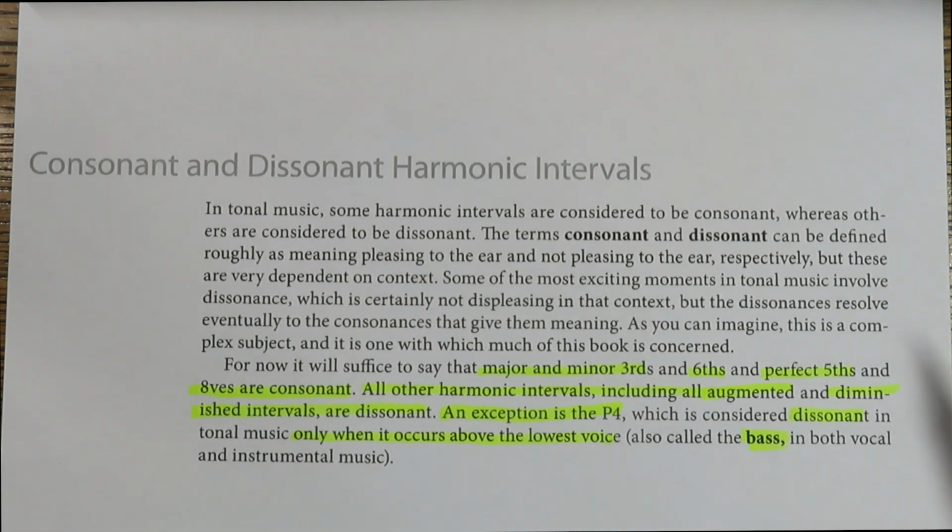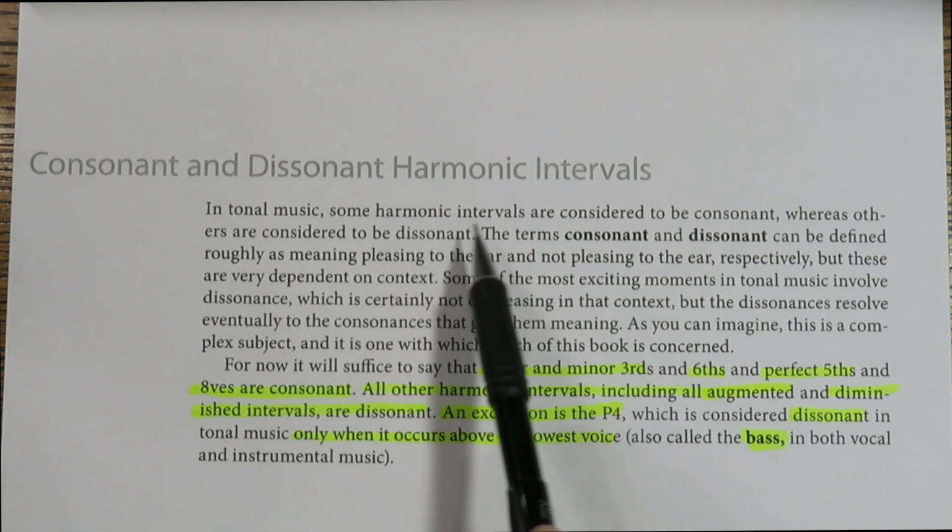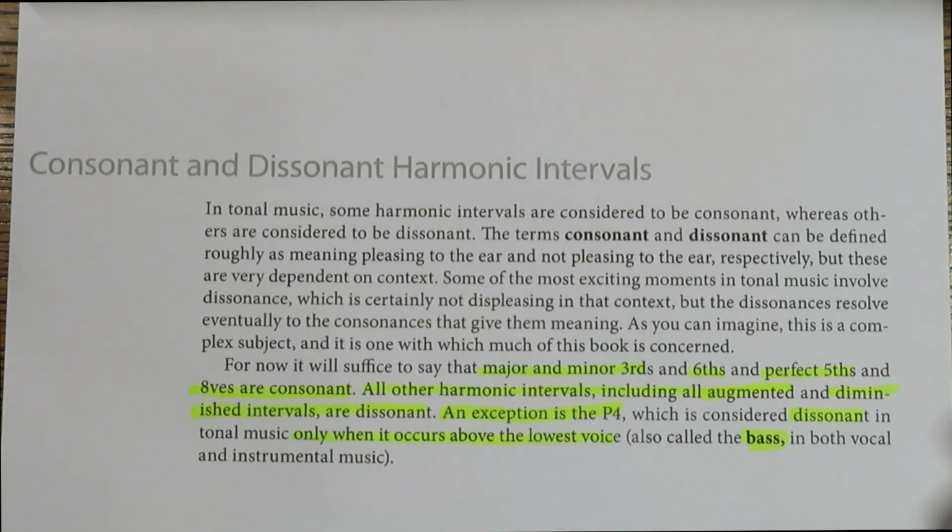Okay, so in tonal music, some harmonic intervals are considered to be consonant, whereas others are considered to be dissonant. The terms consonant and dissonant can be defined roughly as meaning pleasing to the ear and not pleasing to the ear, respectively, but these are very dependent on context. Some of the most exciting moments in tonal music involve dissonance, which is certainly not displeasing in that context, but the dissonances resolve eventually to the consonances that give them meaning. As you can imagine, this is a complex subject, and it is one with which much of this book is concerned.